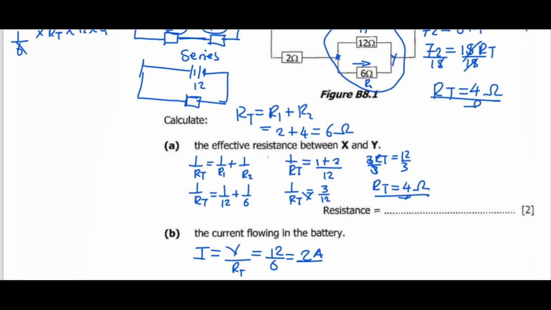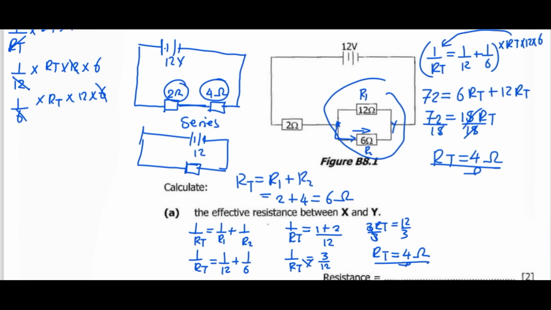So we want to know how much current from the 2 amps will go through the 6 ohm resistor. Let's go back to here. We know that the voltage produced by the source is 12 volts. From 12 volts, how much voltage is used by the 2 ohms? Voltage is equal to current multiplied by resistance. The current we know is 2, and the resistance here is 2. So from 12 volts, this is just using 4 volts.